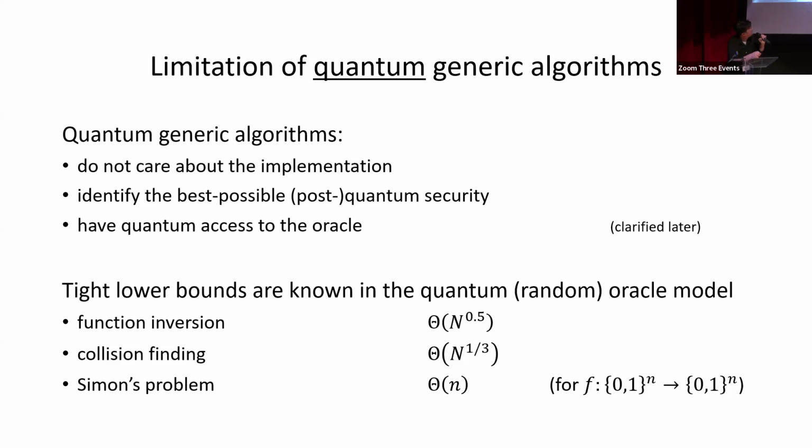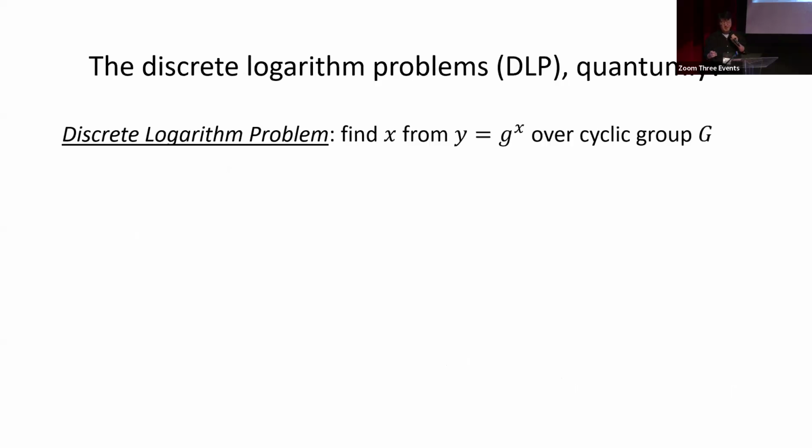If we are talking about oracle models, for example the quantum random oracle model, which idealizes a quantum-accessible hash function, it's quite successful. We have a tight lower bound for function inversion, which matches Grover's algorithm, and for collision finding, which matches the BHT quantum collision finding algorithm, and much more. But what about the discrete logarithm problem?